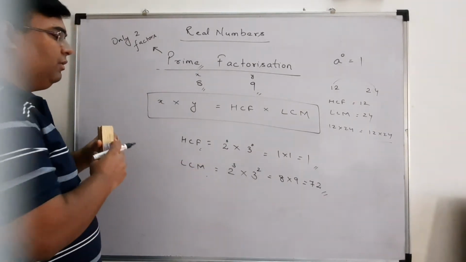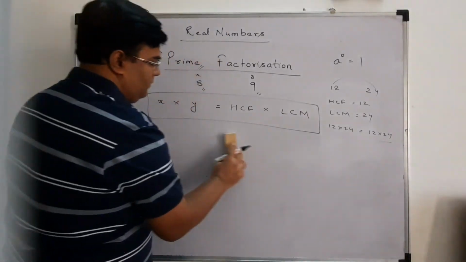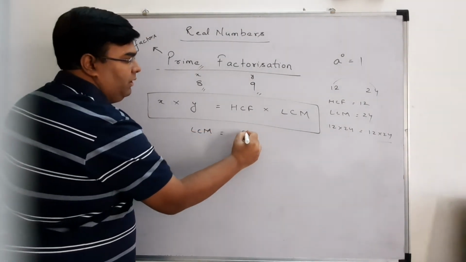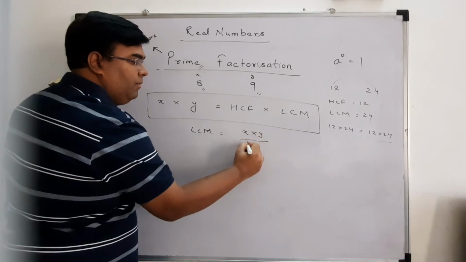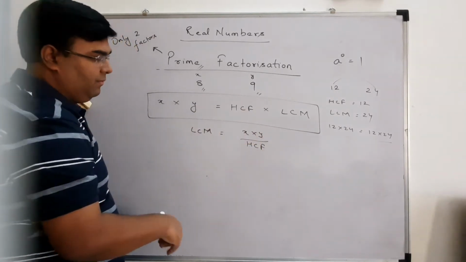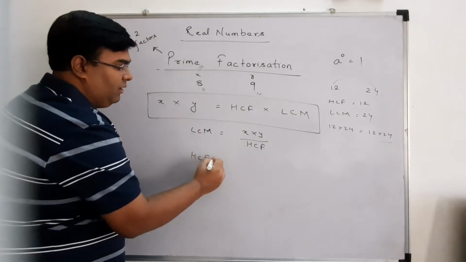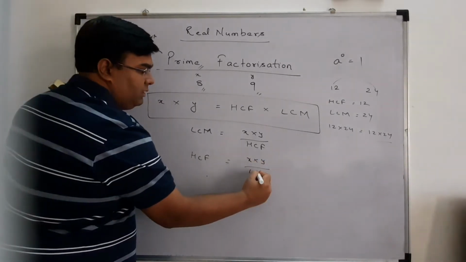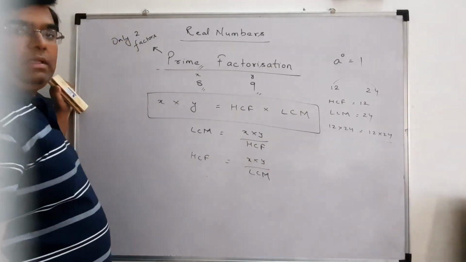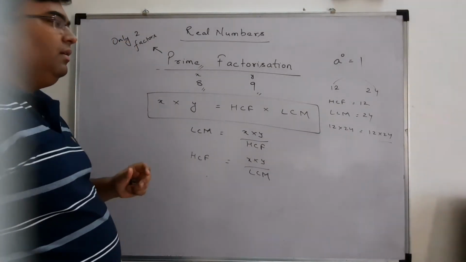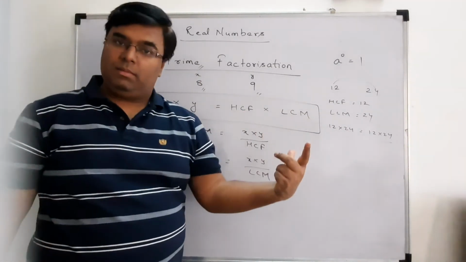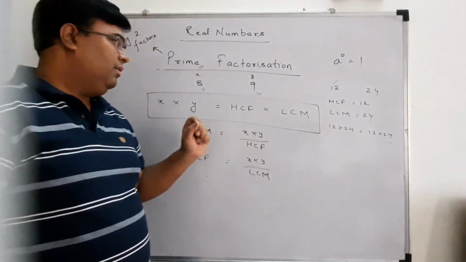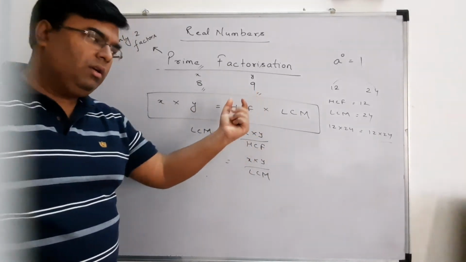How? LCM will be what? LCM will be x multiplied by y upon HCF. Or if you want to find HCF, if LCM is given, x into y upon LCM. Correct? So if two numbers are given and one HCF or LCM is given, then we don't need to convert it into prime numbers. We can simply use this formula to get it.